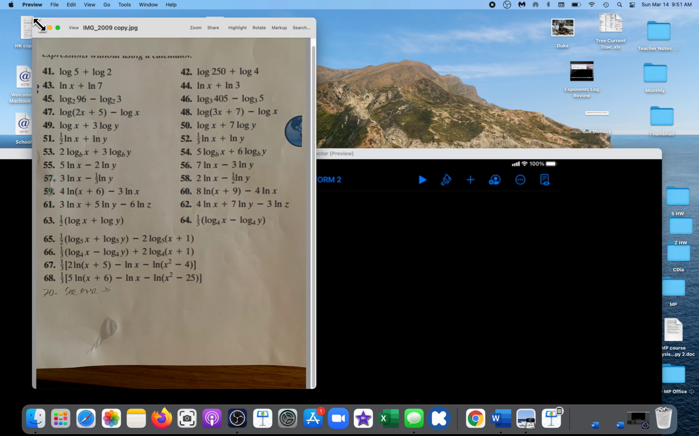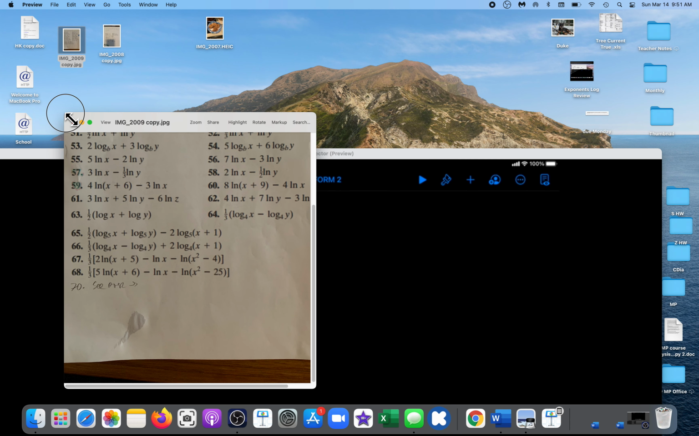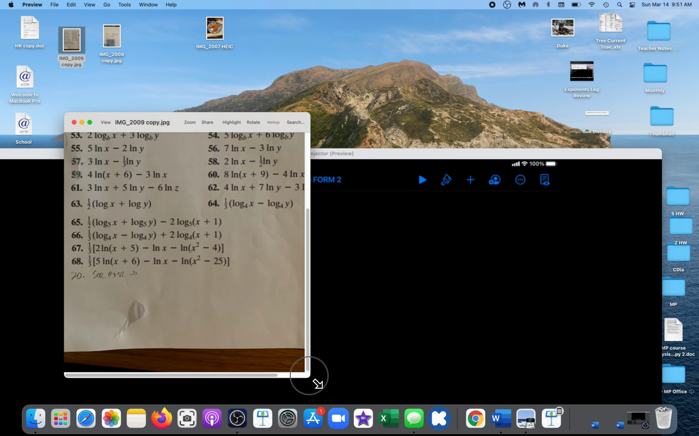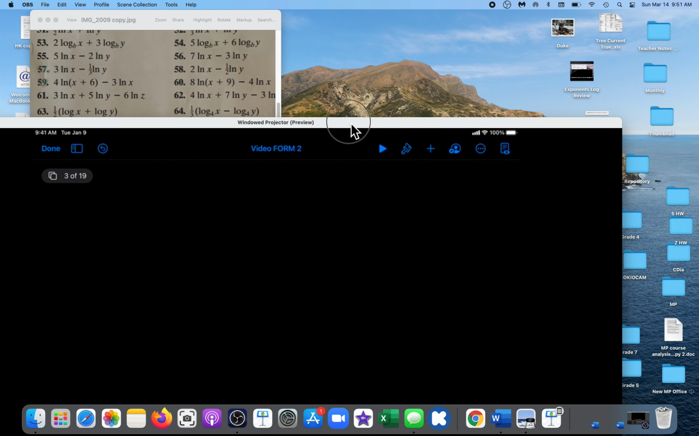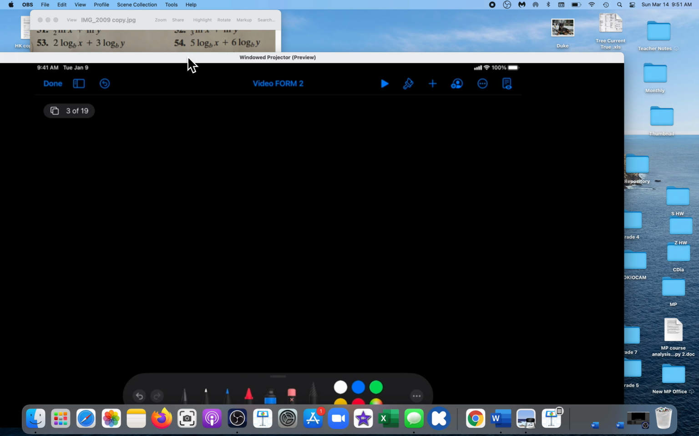Okay, let's do 54. You see what's going on here, ladies and gentlemen? We have coefficients in front. We're going to have to bring those up as exponents. They're both positive, so they're both going to be in the numerator. And our final answer here is going to be log base b of x to the 5th times y to the 6th. Done.